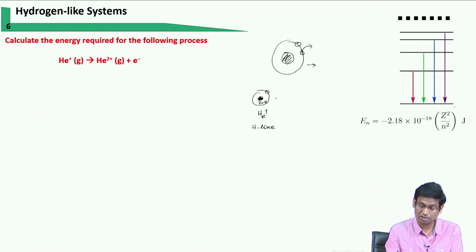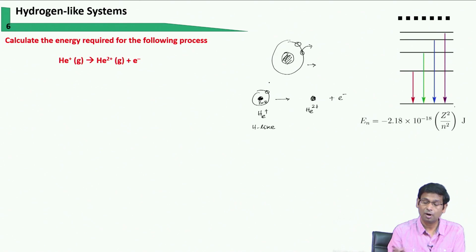Now, what is the reaction? The reaction is that I am removing this one electron that is there in He plus, so that I simply have He2 plus and a free electron. So, this electron has been ionized. Now, how much energy do I need to carry out this ionization? To do that, I need to know the energy of the starting state. What is the energy of this state? This is He plus with Z equals 2.